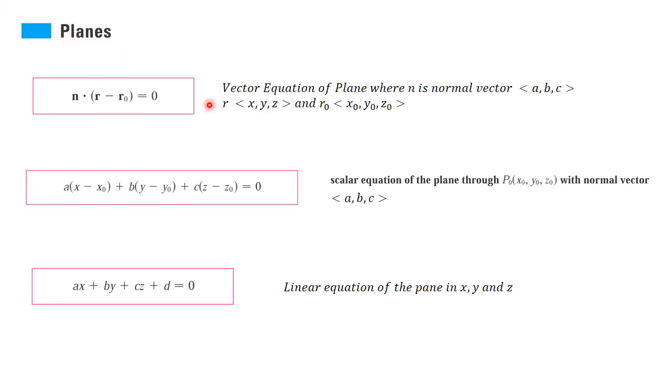Planes. This is called the vector equation of a plane, where n is the normal vector (a, b, c), r is (x, y, z), and r0 is (x0, y0, z0), a point on the plane. This is called the scalar equation of the plane through the point (x0, y0, z0) with normal vector (a, b, c). And this is called the linear equation of the plane in x, y, z. So to find the equation of a plane, we need a normal vector and a point on the plane.